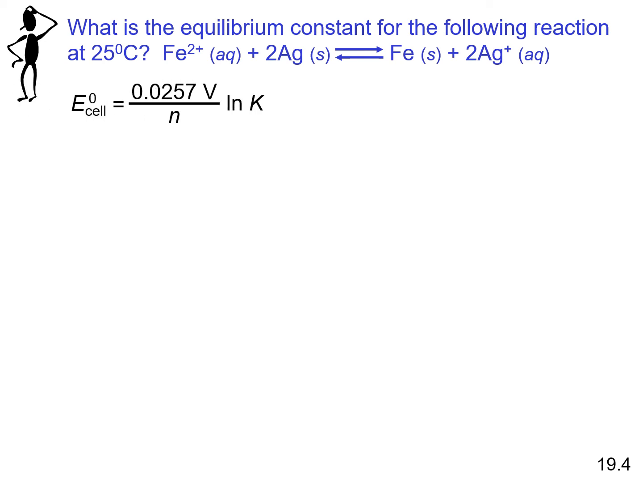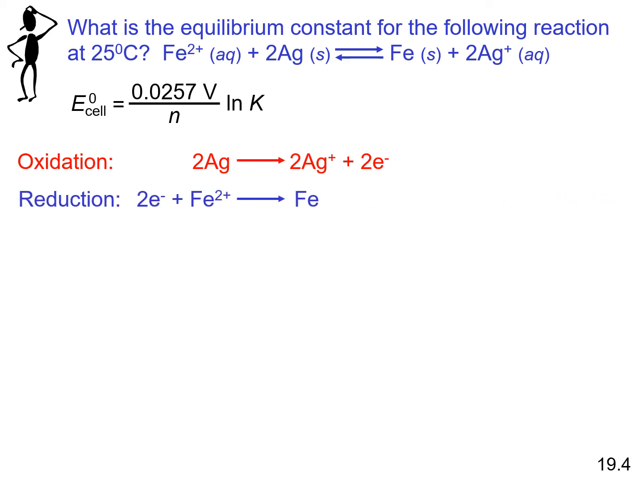So let's have this problem. What is the equilibrium constant for the following reaction? So we have the equation. Again, this is very straightforward, just direct substitution. First, based on the table of reduction potentials, you get the values.